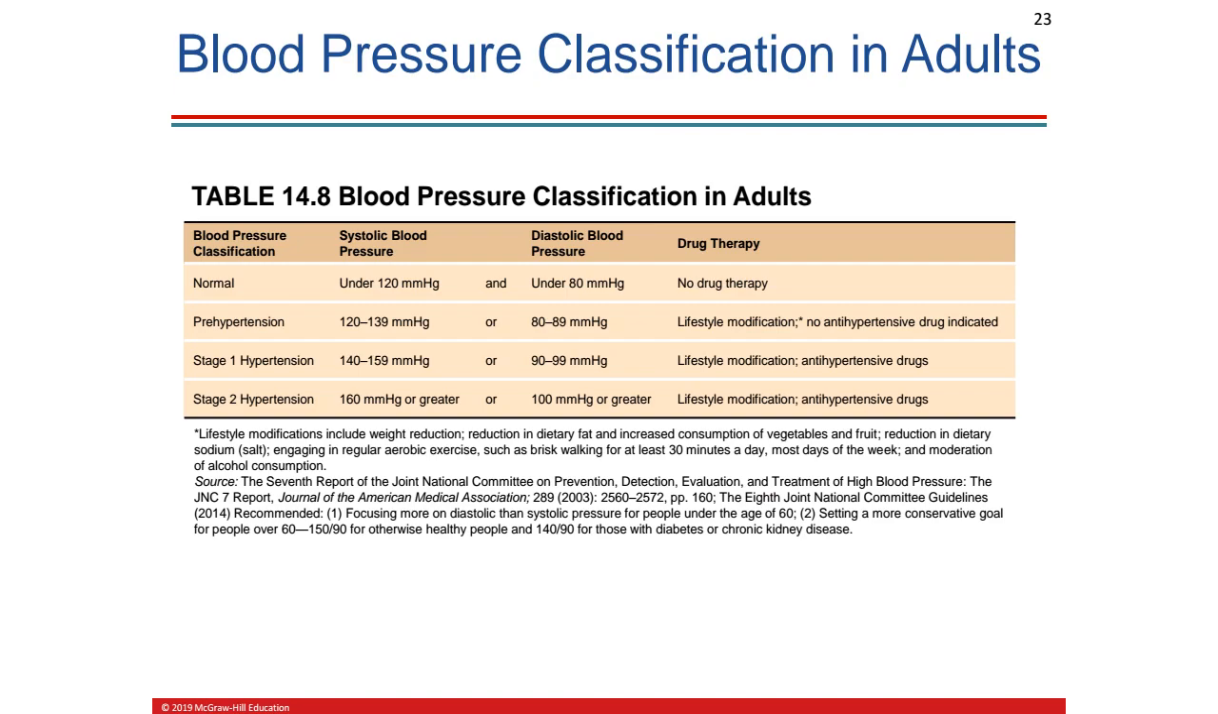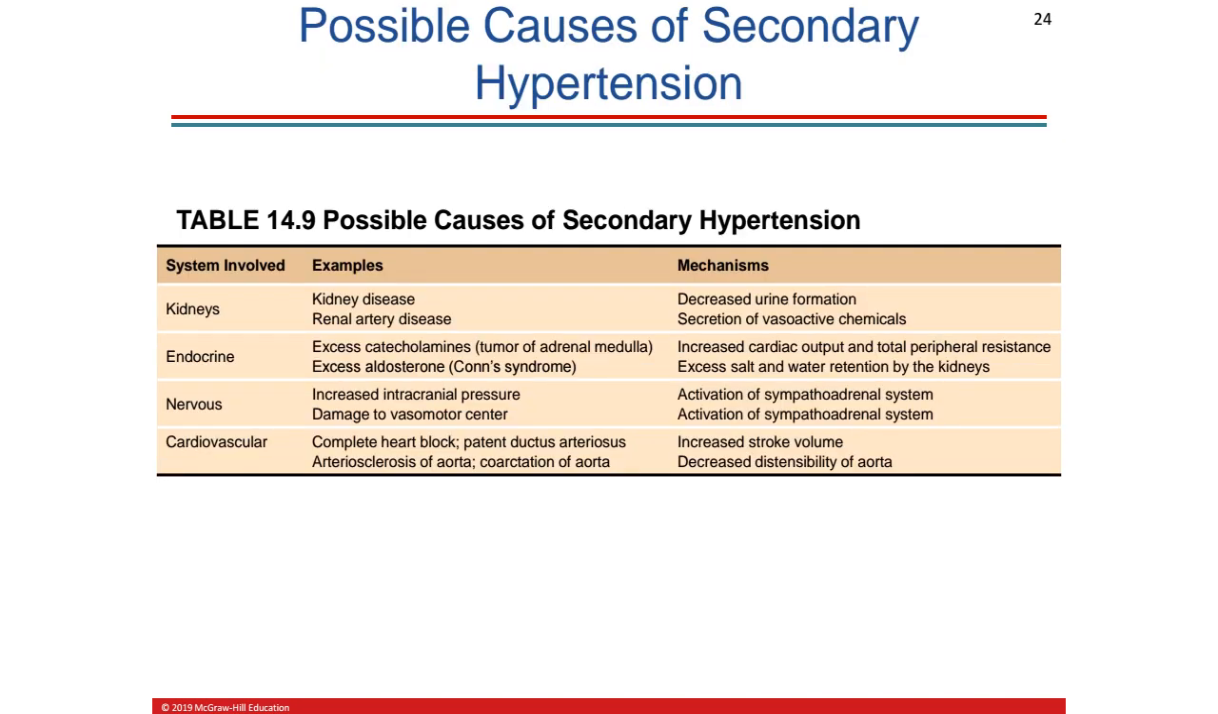This table indicates various blood pressure classifications based on systolic blood pressure and diastolic blood pressure, as well as different therapies. As I stated previously, with secondary hypertension, there is an identifiable cause for the hypertension. So, for example, with kidney disease, there might be decreased urine formation, which would mean that there's more water retained within the blood plasma, and this would lead to an increase in blood pressure.